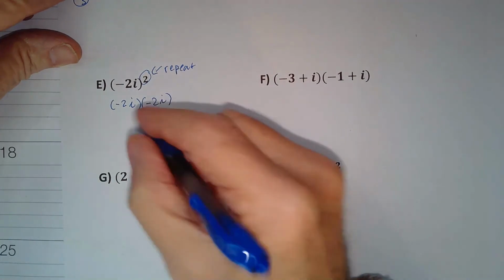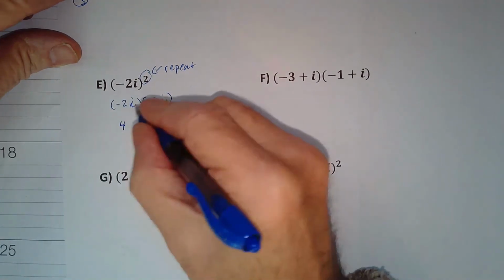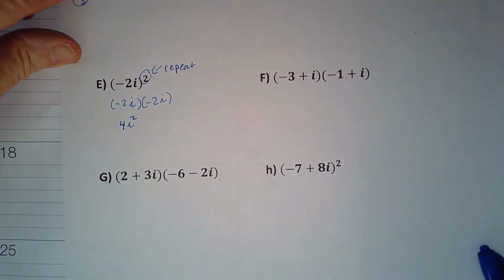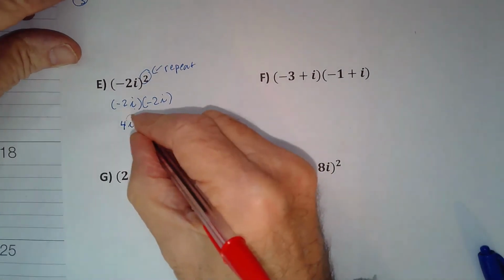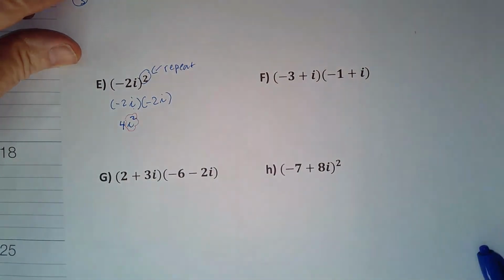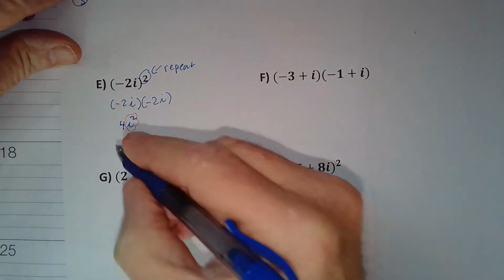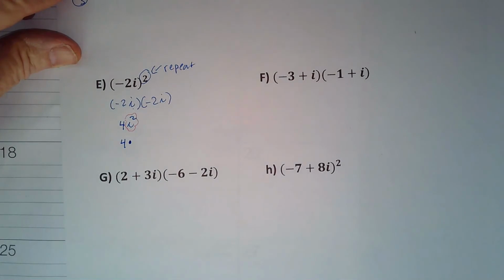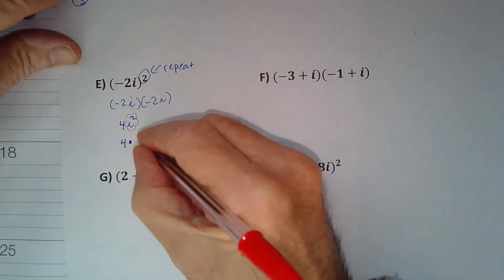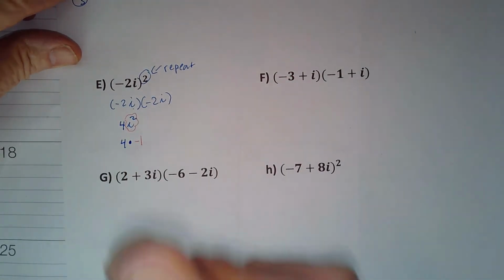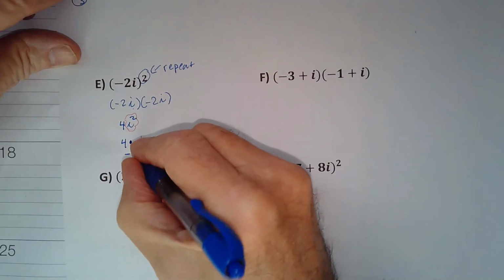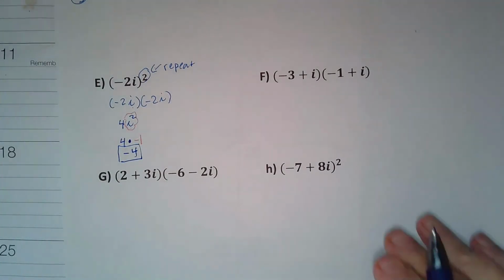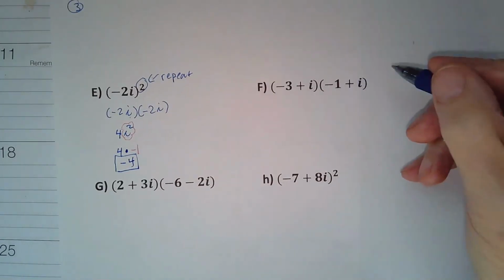Negative 2 times negative 2 is positive 4. i times i is i squared. Oh, there we go again. This is what? It's negative 1. So this is 4 times negative 1, which equals negative 4. And that's your answer.